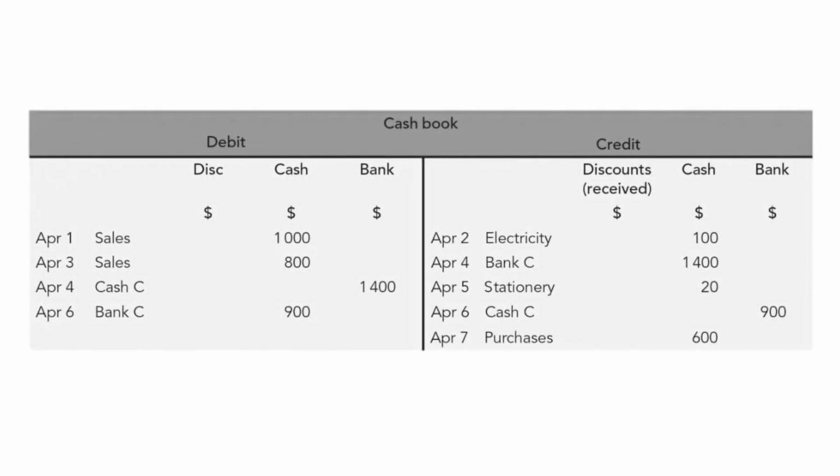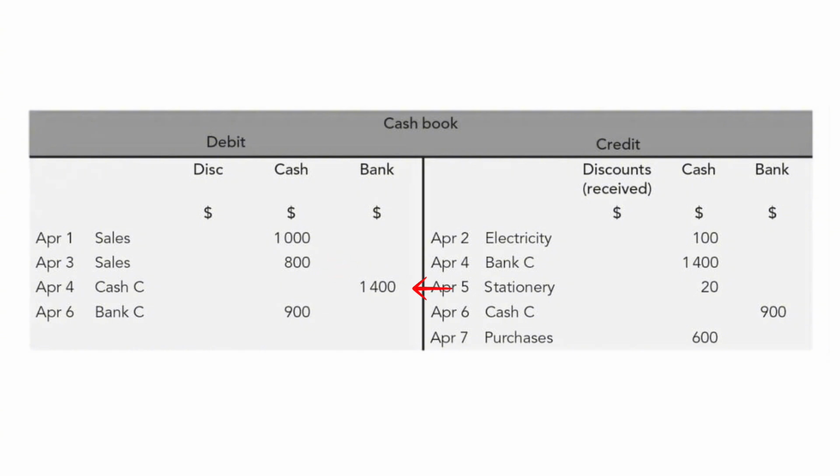On the debit side, the receipts, the first transaction was, on April 1st, sales, cash of $1,000. Cash sales were made, resulting in an increase in cash on hand. This is recorded as a debit entry in the cash column. Second, on April 3rd, sales, cash of $800. Another cash sale took place, adding $800 to the cash balance. This is also recorded as a debit entry under cash.